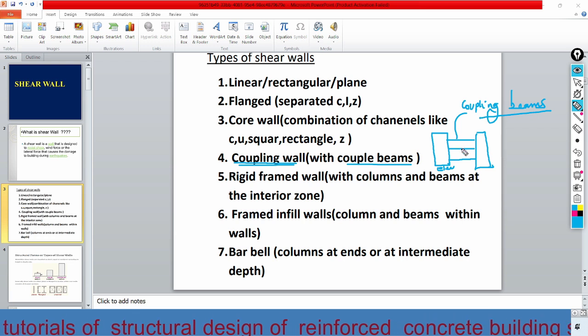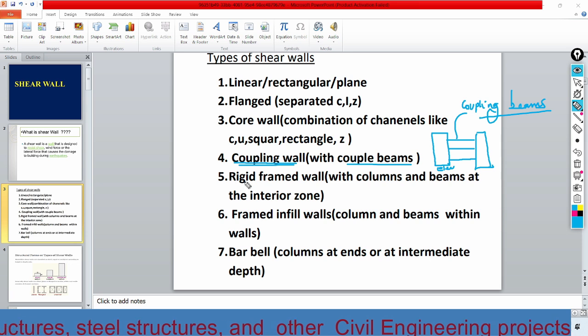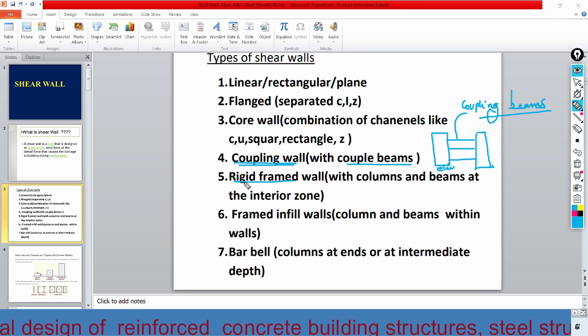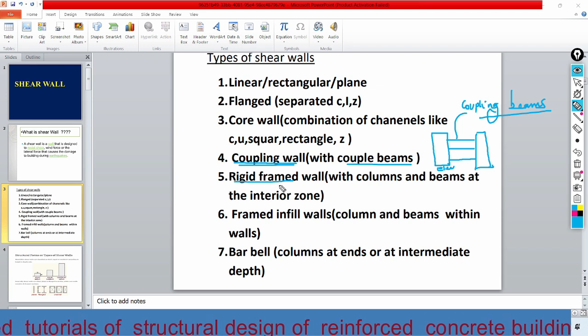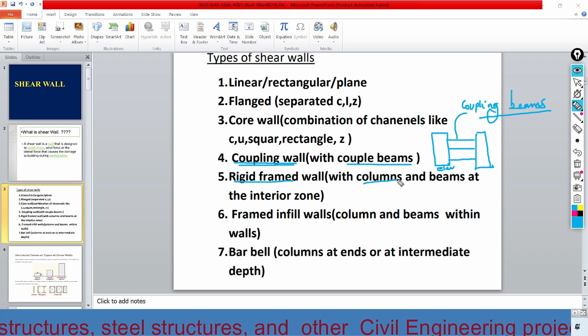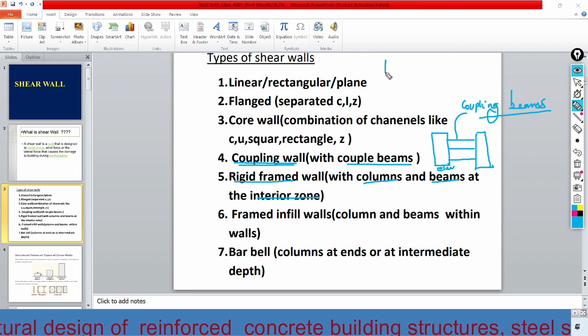This coupling beam connects to shear walls. And the other is the rigid frame wall. That means the shear walls with columns and beams at the interior portion, just like this.